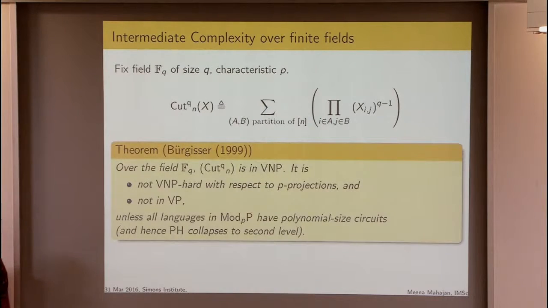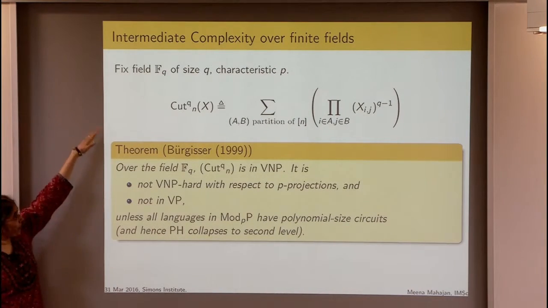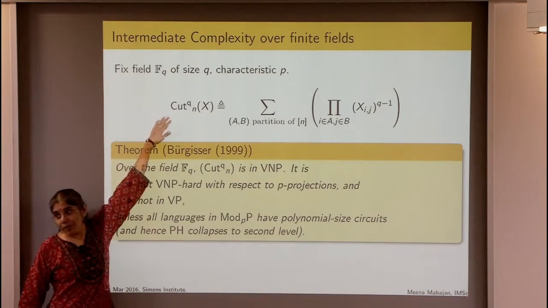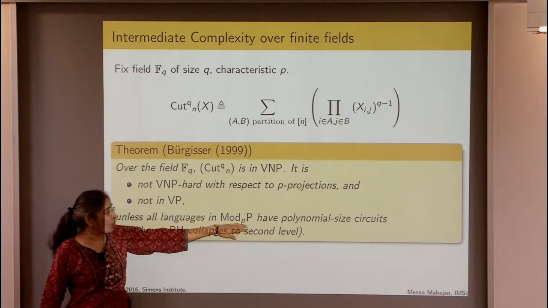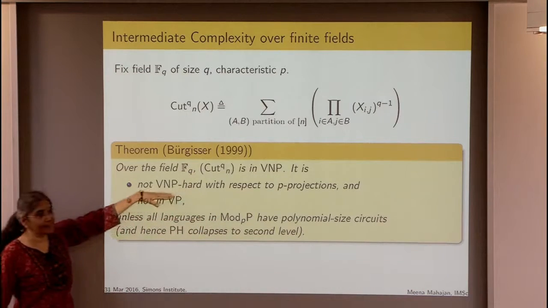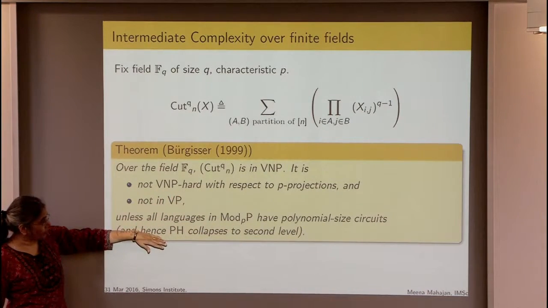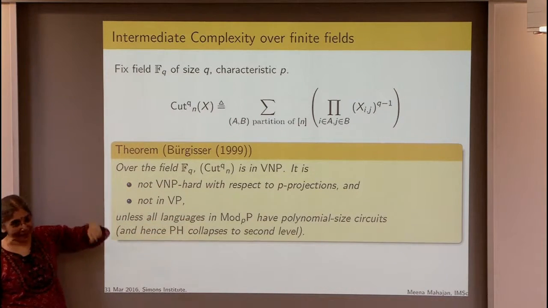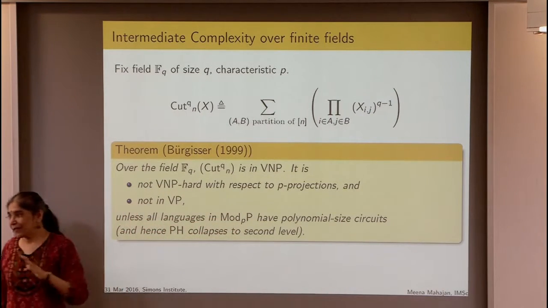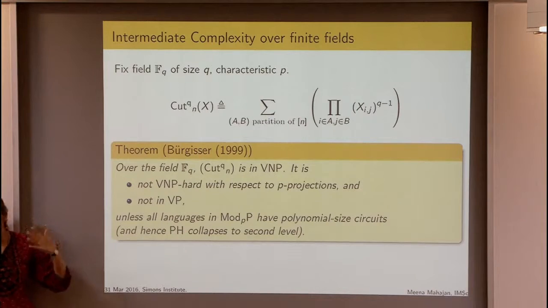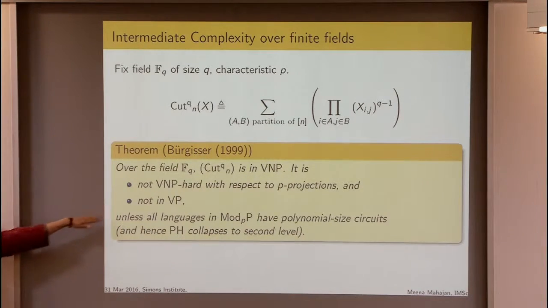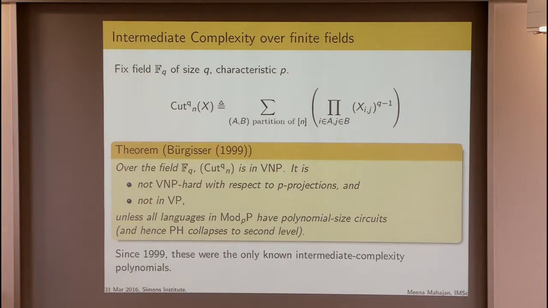So what Bürgisser showed was this. For every prime power q, over the field F_q, this polynomial which I have listed out here is certainly in VNP, and if counting modulo p is easy, then it is intermediate. So, sorry, unless it is easy, this is intermediate. So if counting modulo p is something that we don't know how to do efficiently, even in a non-uniform setting, then we can prove that this cut polynomial is neither VNP-hard nor polynomial computable. So this was what Bürgisser showed in 1999, and since then these were the only known intermediate complexity polynomials.